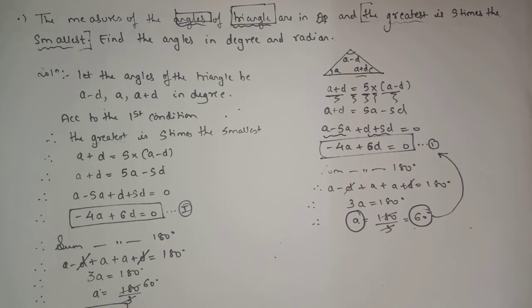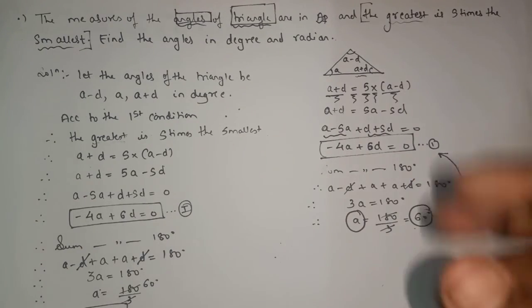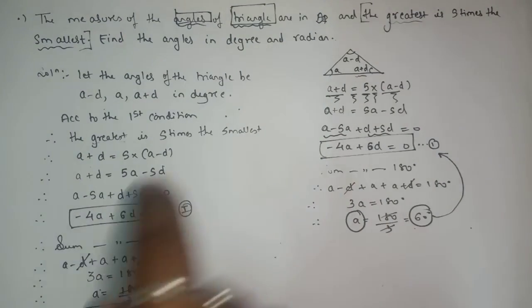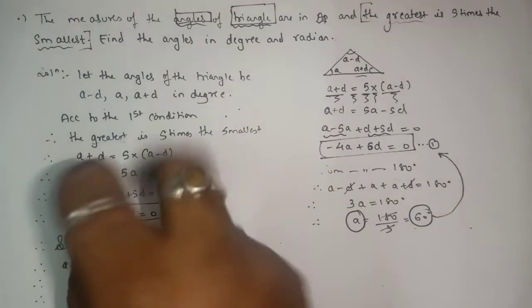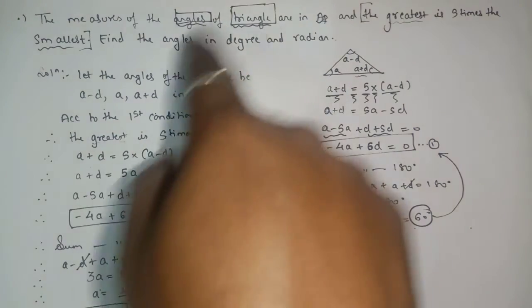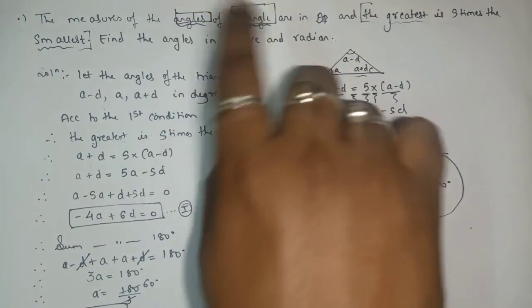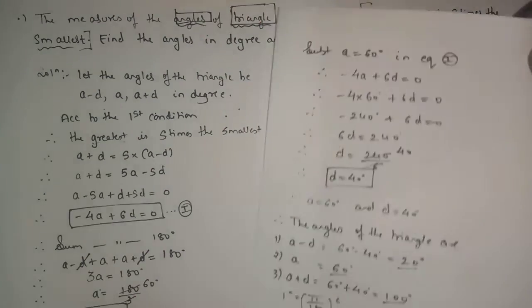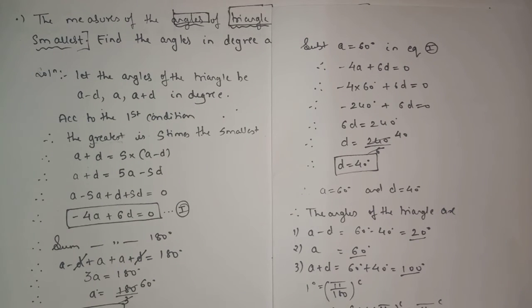So I hope you all understood this sum, how to read and understand, and how to convert a given statement into equation form. Yes or no? As the sum was a little different, as here the angles actually were not in numbers, it was mentioned that angles of the triangle are in AP. So we know that the three numbers in AP are what?